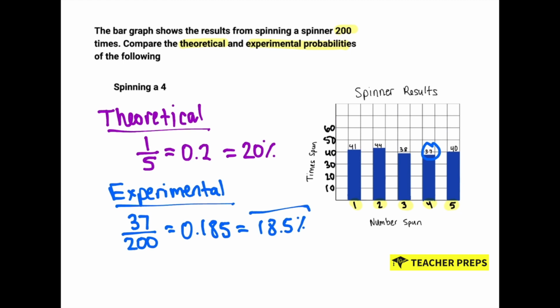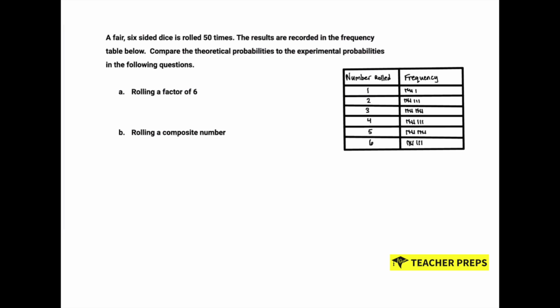So now let's compare what we got in our experimental probability to what our theoretical probability is. We were only 1.5% off. So our experimental probability was pretty close to the theoretical probability. Let's go through another one together.